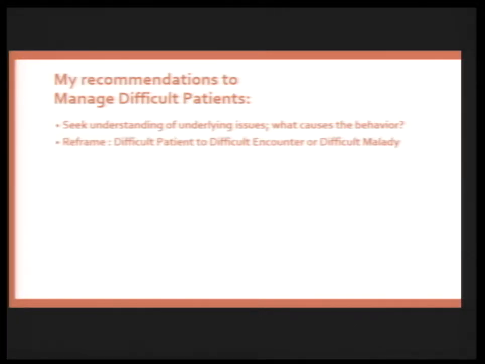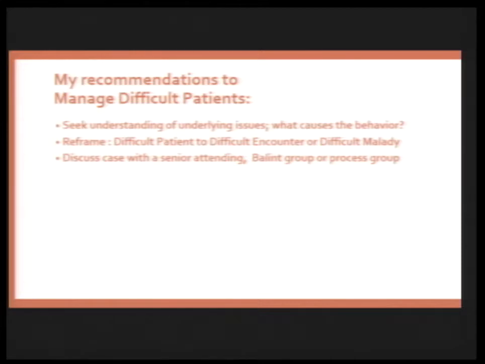Reframe it. Difficult patients, instead of looking at it as a difficult patient, look at it as a difficult encounter or a difficult malady. And that came straight out of the literature as a recommendation. So focus on the encounter, on the relationship, on the malady, instead of the patient as the whole problem.